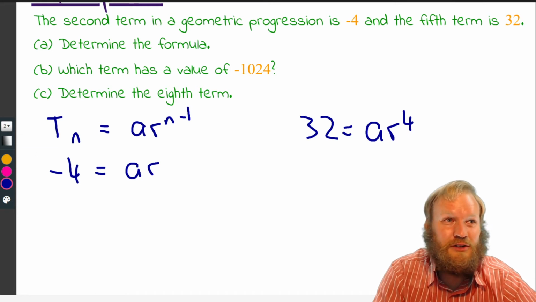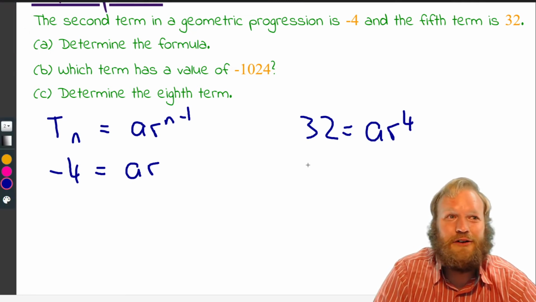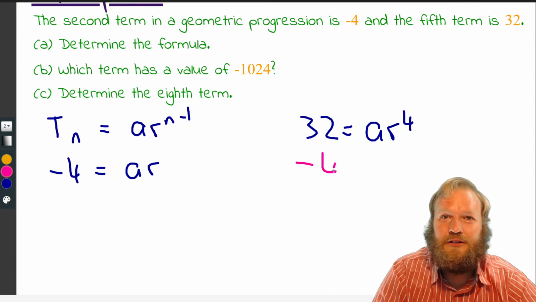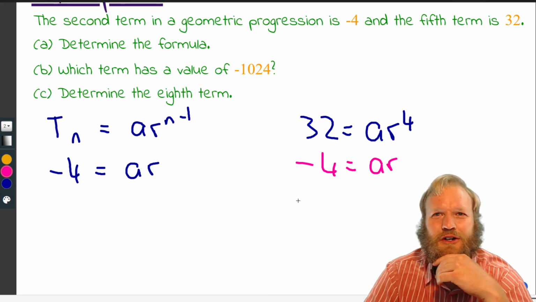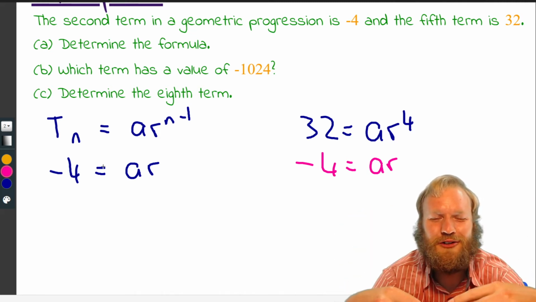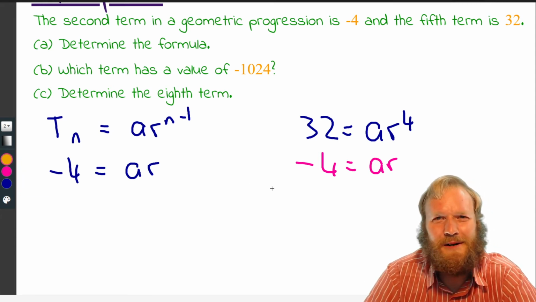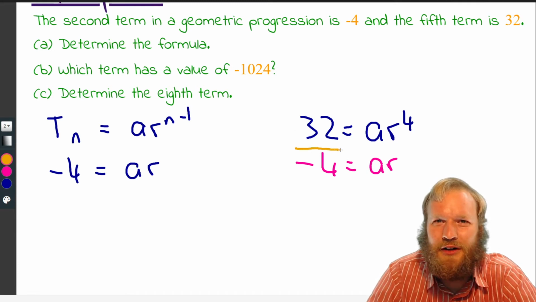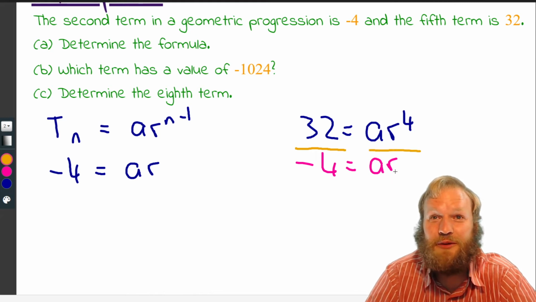I'm going to move this by rewriting it over here and say, well, -4 equals AR, right? That's what we had before. Now, here's a little fun thing we can do with simultaneous equations. We can divide the whole equation by the whole other equation. So we can go, 32 divided by -4 is the same as AR to the 4 divided by AR.